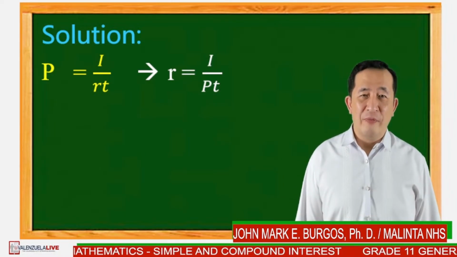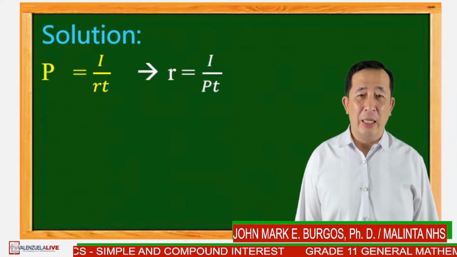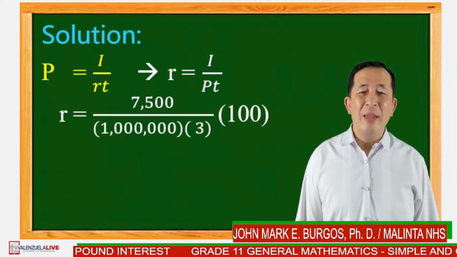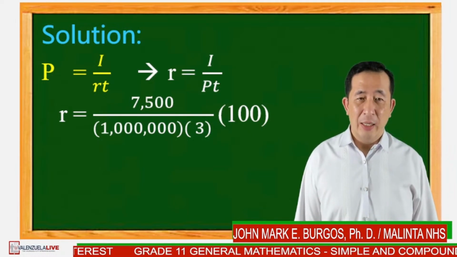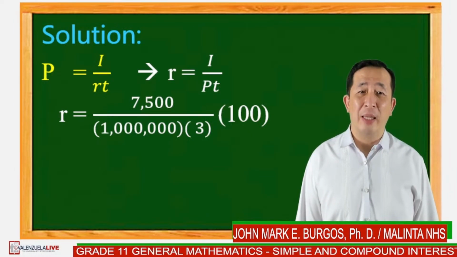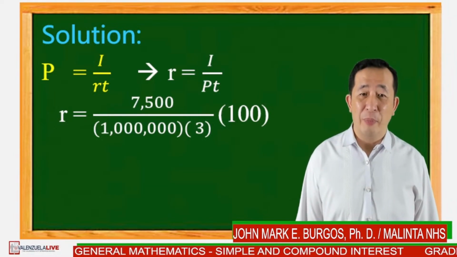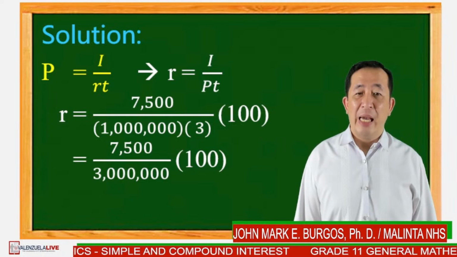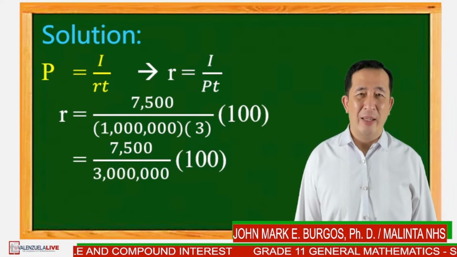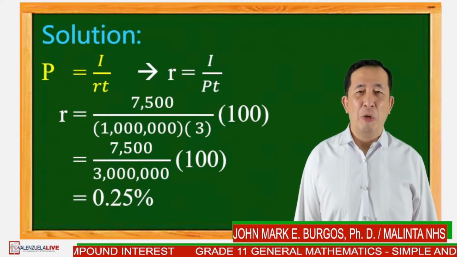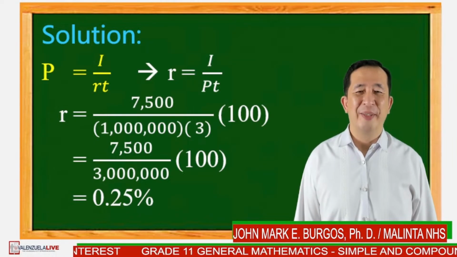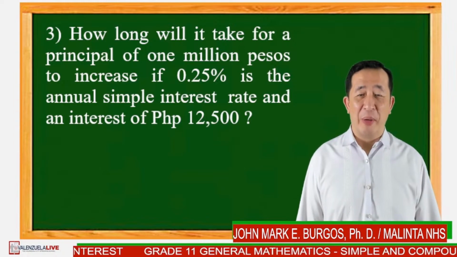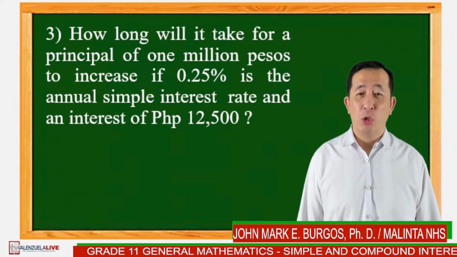To substitute the values, we have R is equal to 7,500 divided by 1 million times 3 times 100. You have to multiply that by 100 in order to get the percent. So 7,500 divided by 3 million times 100, the answer is 0.25%.